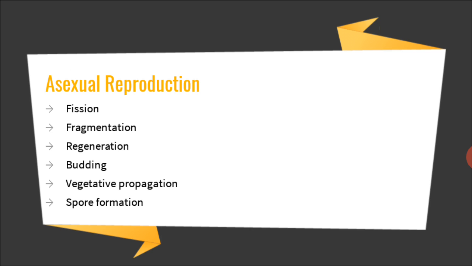Coming to fission, it is the splitting of a mature cell into two or more cells of the same type, and it is of two types: binary fission and multiple fission. If the cell gets split up into two cells of the same type, it will be known as binary fission. And if a cell gets split up into more than two cells of the same type, then it will be known as multiple fission, that we are going to study tomorrow in detail.